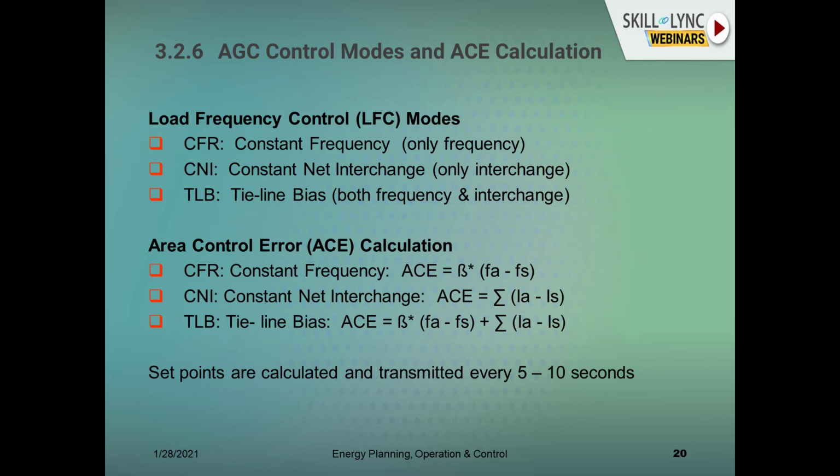So AGC normally transfers this ACE value into set points, which it calculates every 5 to 10 seconds, and these set points are sent to nominated generators.